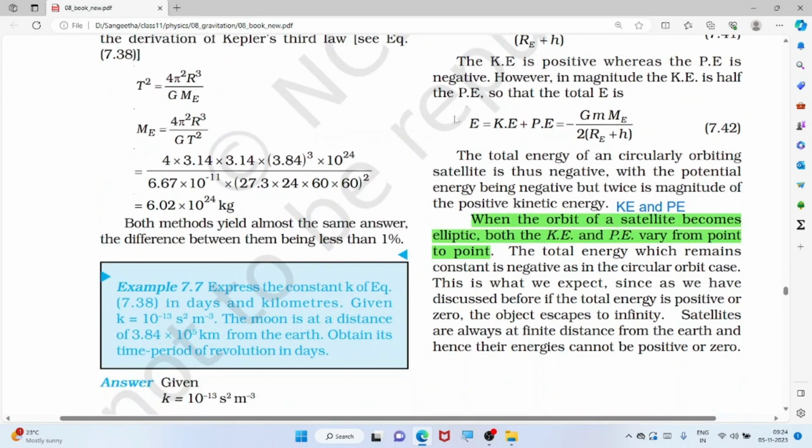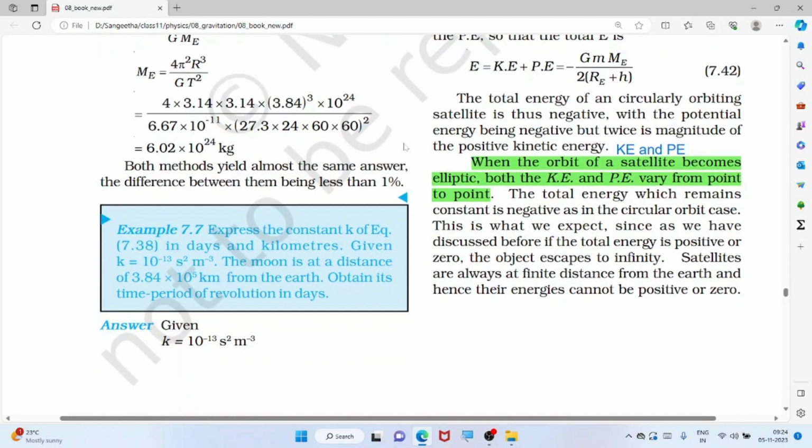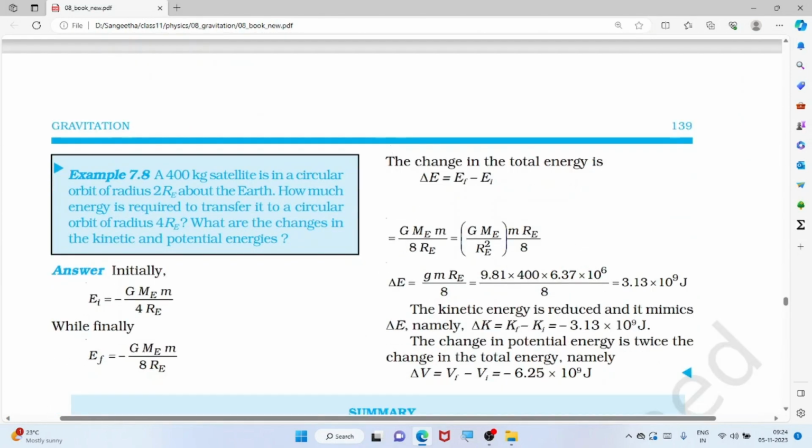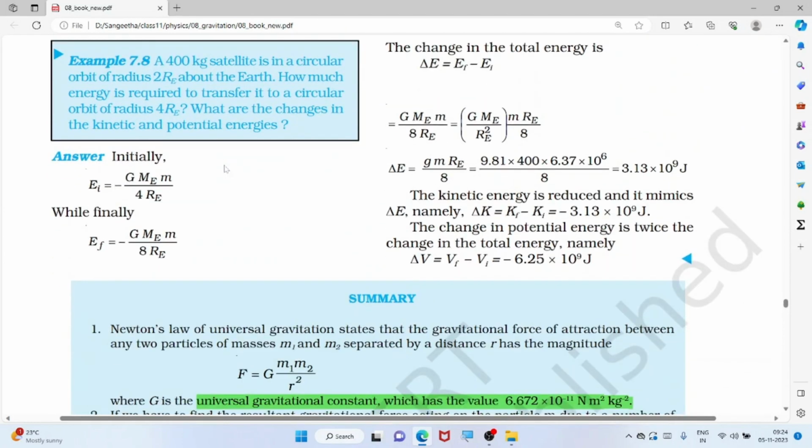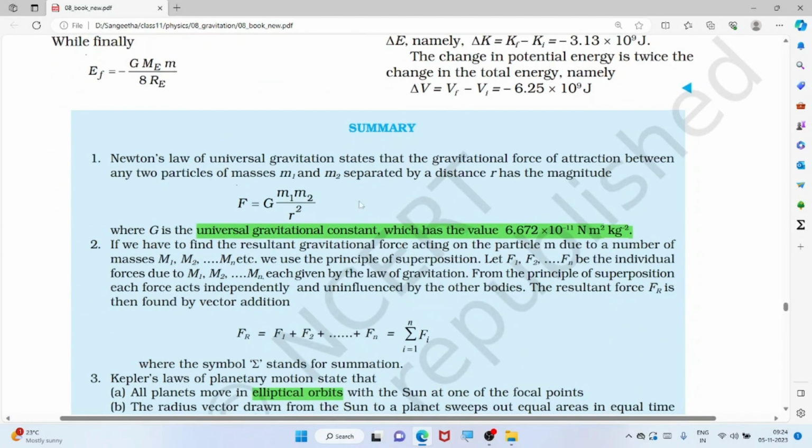How does the energy vary in the orbiting satellite? Kinetic energy and potential energy, how they vary from point to point on the orbit. You can go through this summary.